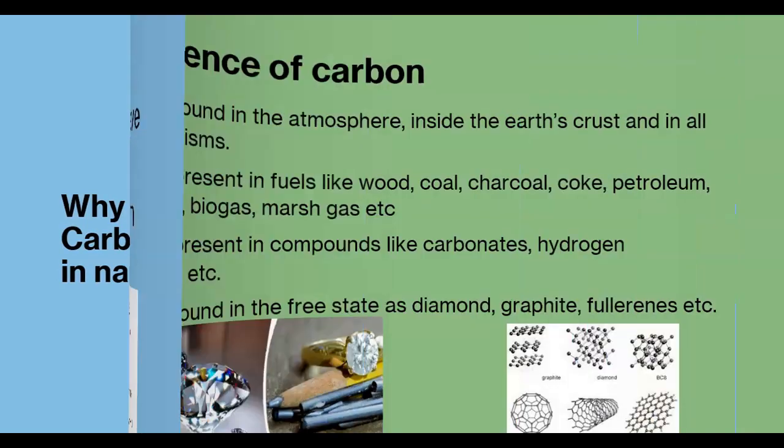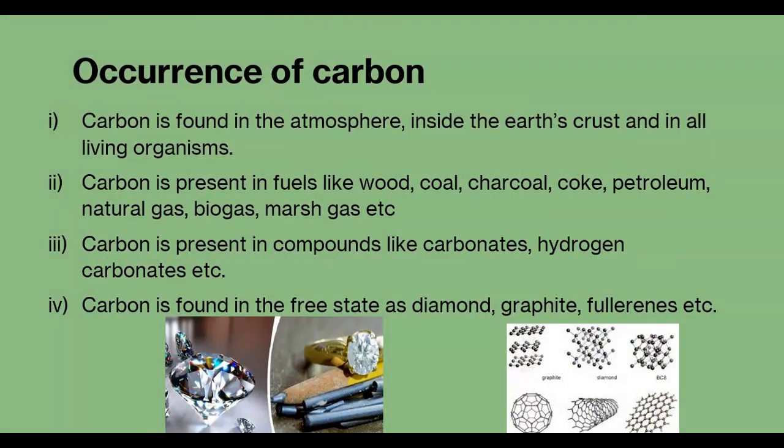Clear? And now the occurrence of carbon. Carbon is found in the atmosphere, inside the Earth's crust, and in all living organisms. We already saw that in the atmosphere about 0.03% is carbon dioxide, and inside the Earth's crust about 0.02% as hydrogen carbonates, etc. It is also found in fuels like wood, coal, charcoal, coke, petroleum, natural gas, biogas, marsh gas, etc.